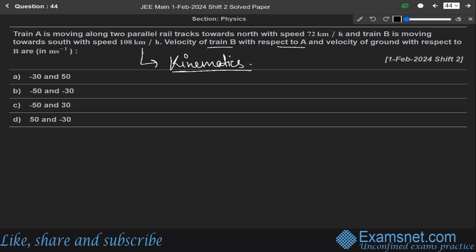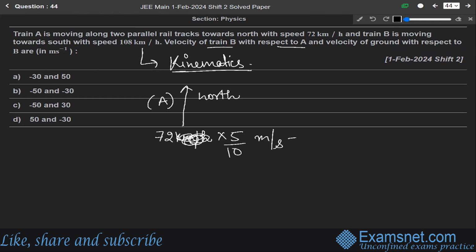Kinematics. Now according to the question, train A is moving towards the north direction. Let us say this is the north direction and train A is moving in this direction with a speed of 72 kilometer per hour. 72 kilometer per hour into 5 by 18 converts it into meter per second.